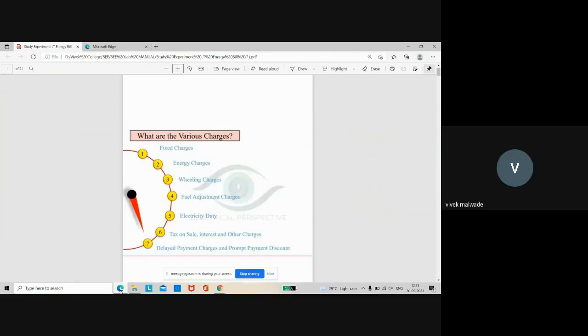Third are the wheeling charges. Fourth is the fuel adjustment charge. Fifth is the electricity duty. Sixth is the tax on the sale, interest and other charges. And seventh is the delayed payment charges and prompt payment discount. So these are all the charges that are applied for a single connection, and that is reflected in your electricity bill also. Now we will see one by one in detail what these charges are.